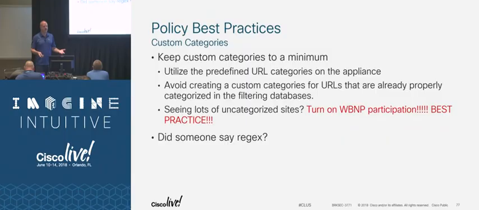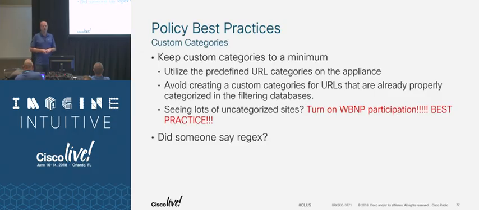So we talk about custom categories, and this gets into his ask as well as others: what do we do there? There are the predefined URL lists on the appliance, right? So we have your pornography category, your webmail, your gambling, all these different categories.